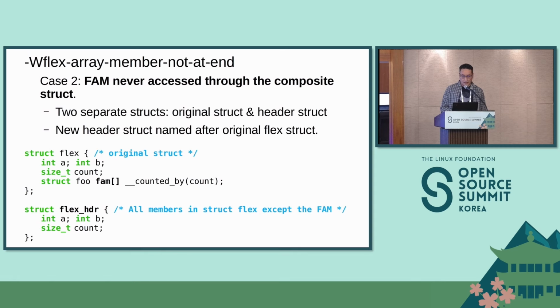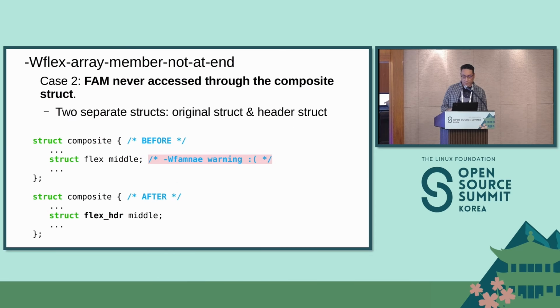So if we do this, now we can simply replace the conflicting type, the type of the flexible structure, with the newly created type, and this new type doesn't contain the flexible array member. So that would be a very simple fix, because now we're getting rid of the flexible array member. We are leaving the flexible array member out of the equation, right? And life is beautiful.